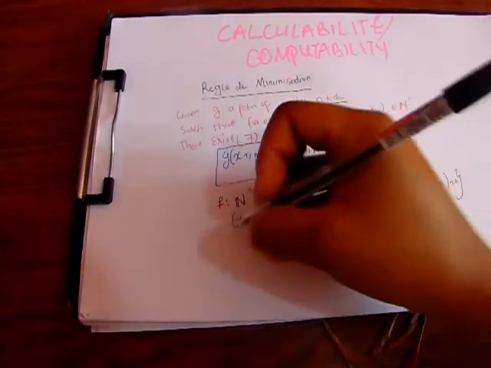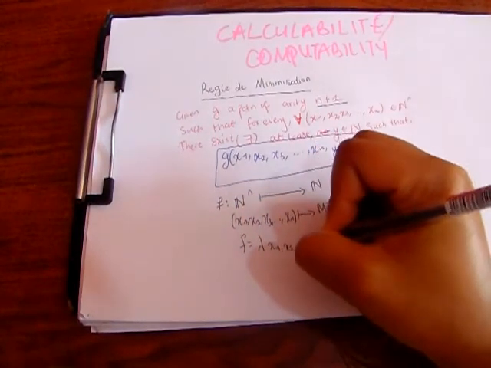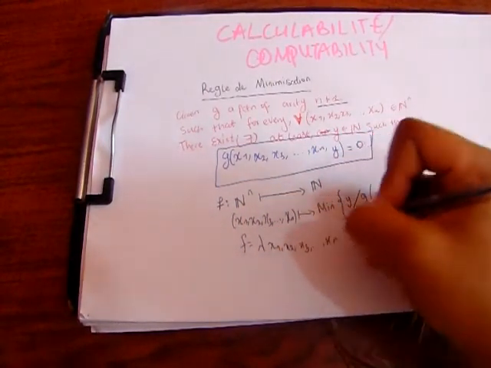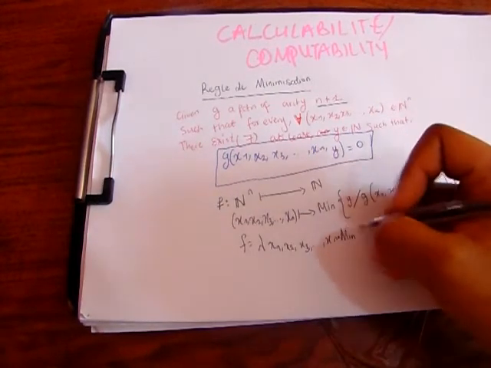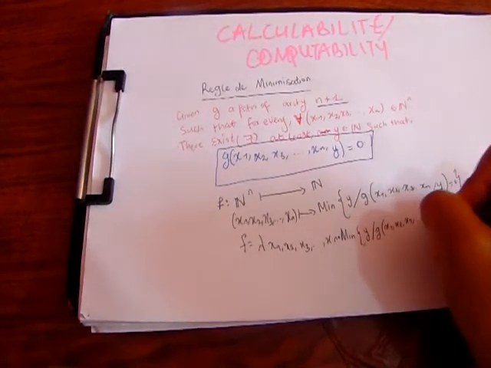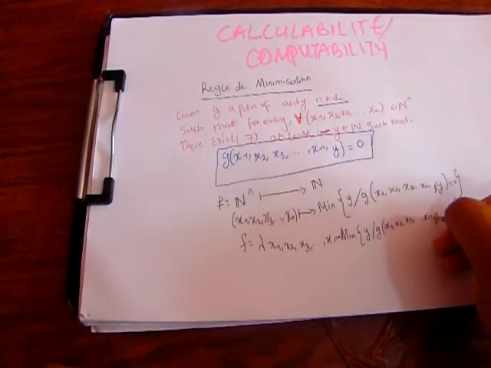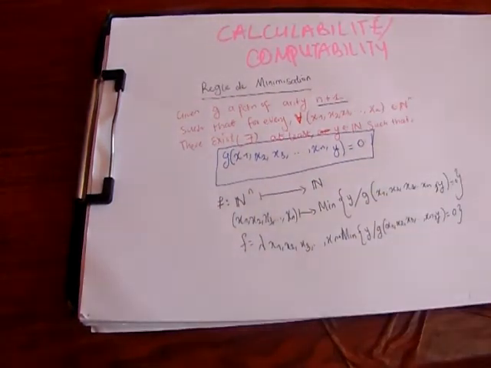So using the lambda notation, it would be f is equal to lambda x1, x2, x3 up to xn, min y, G x1, x2, x3, xn, y, equal to 0. So this is how we define the Regle minimization. I know it might look a bit confusing for most of us, but I'm going to give an example that will actually explain this.